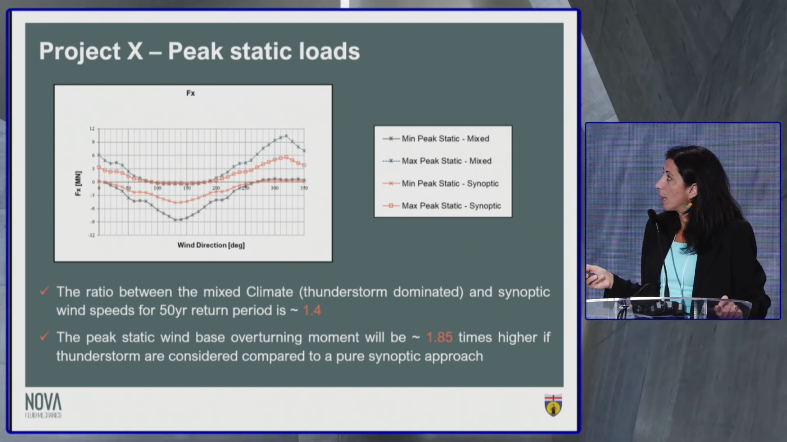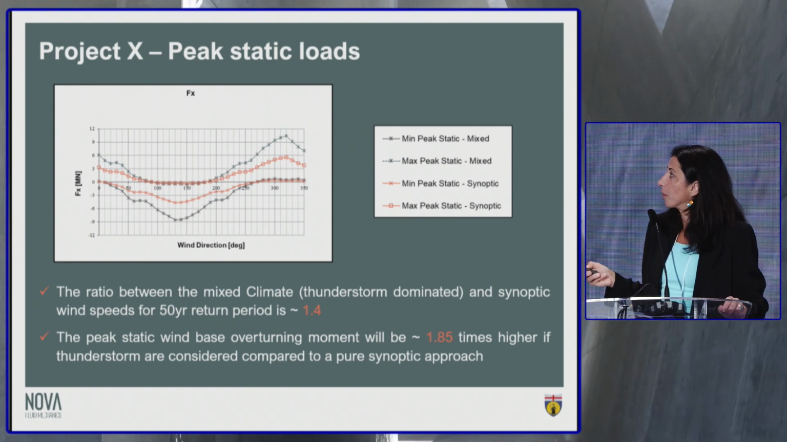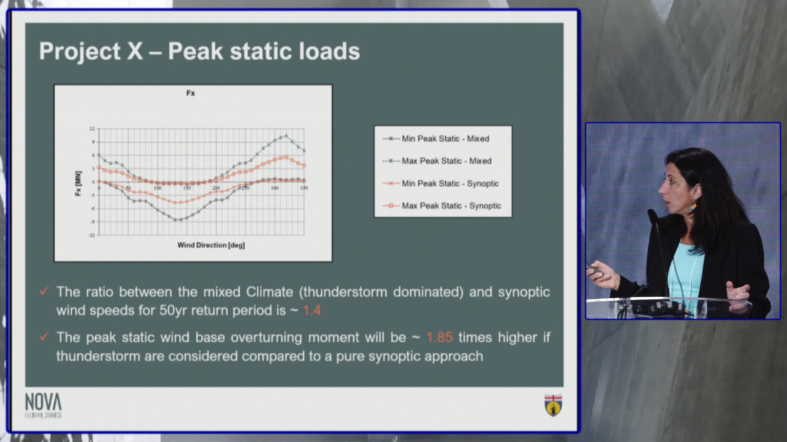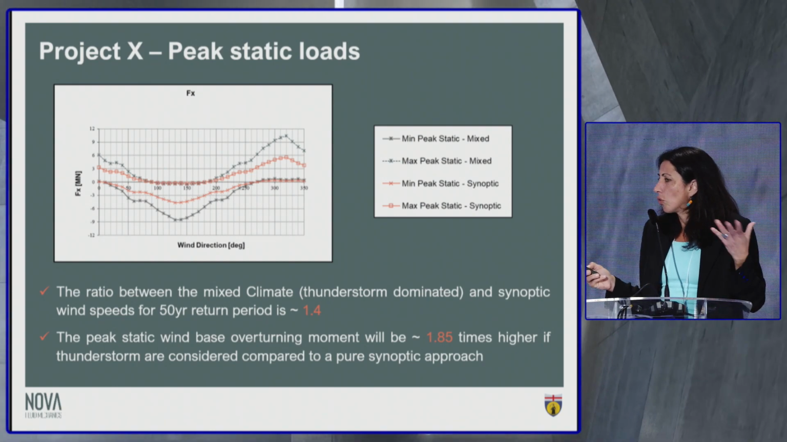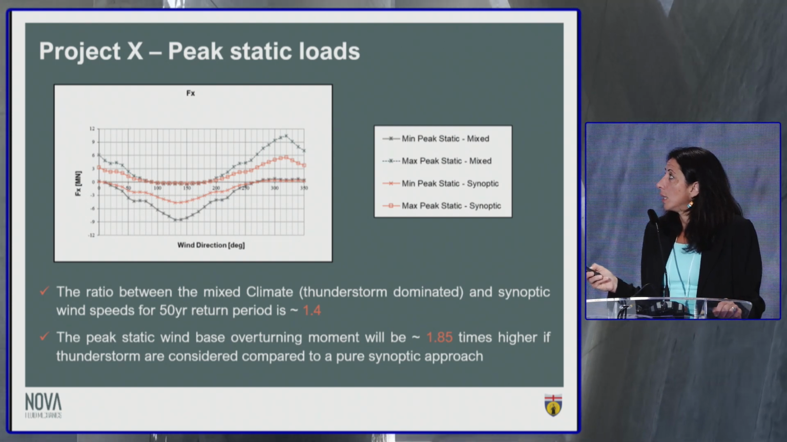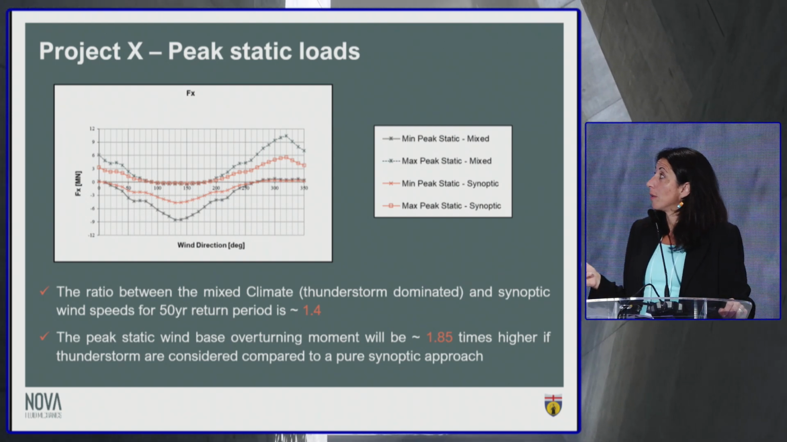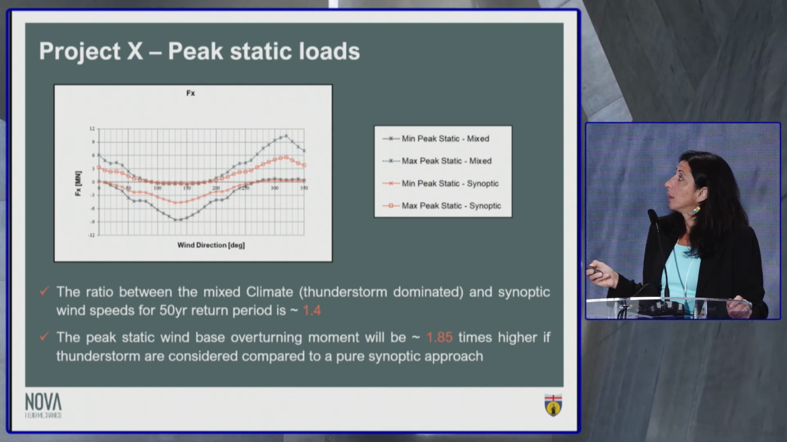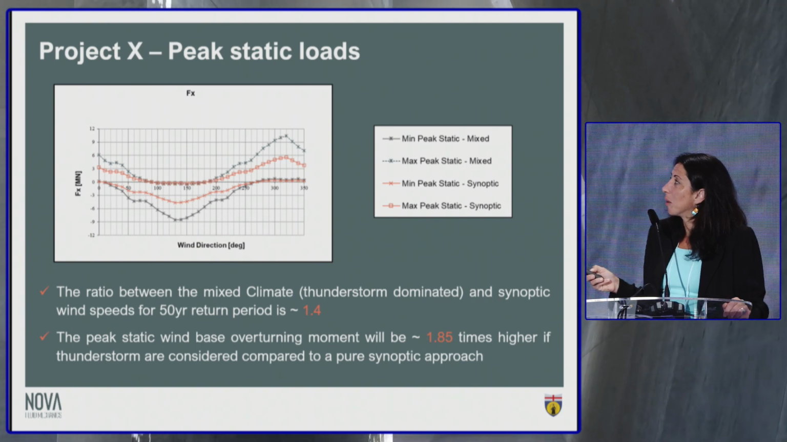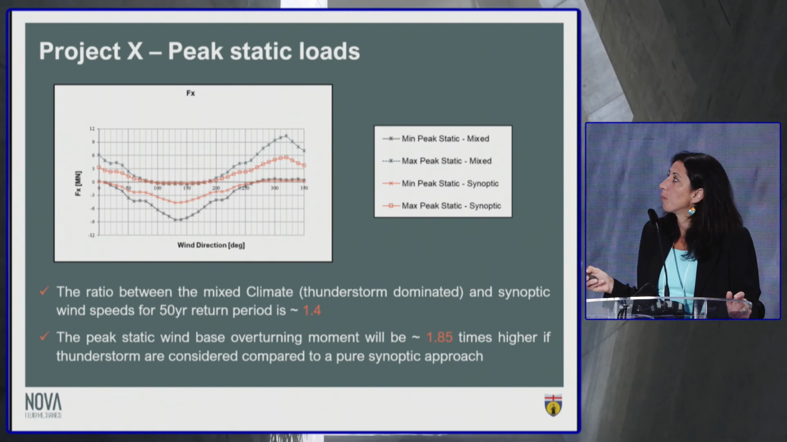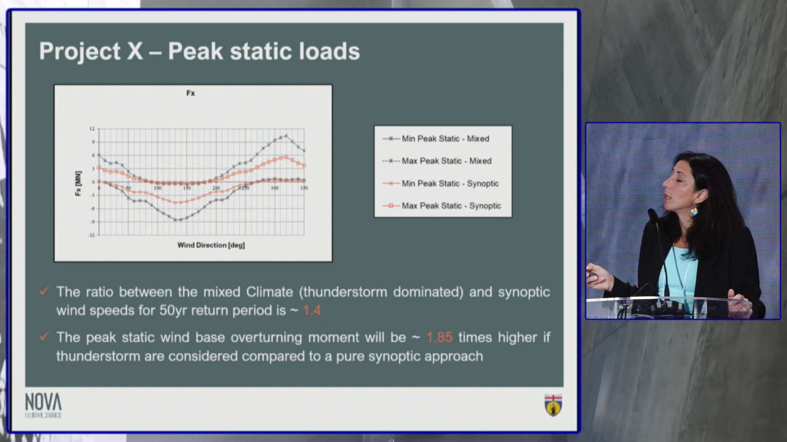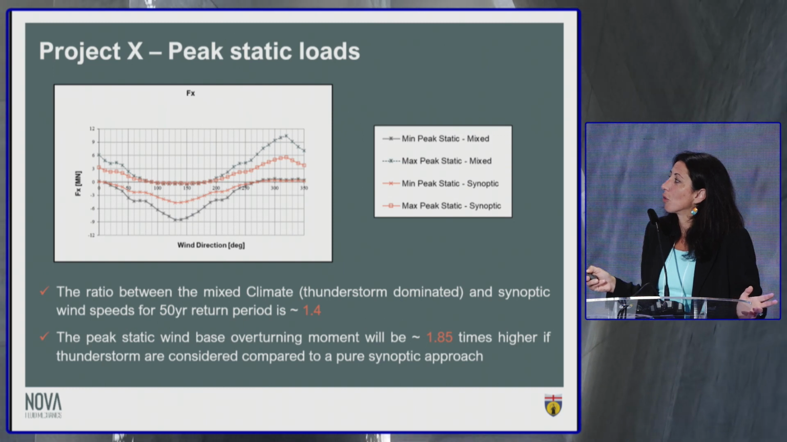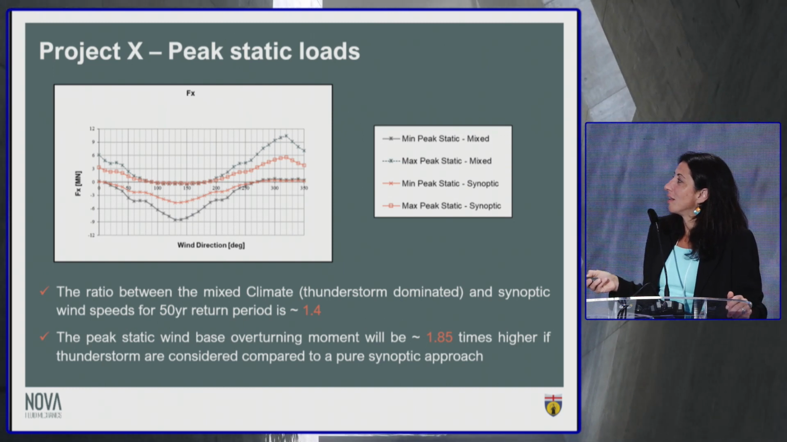This graph shows wind direction, and I've picked one of the forces. The black line shows the peak static, so the loading essentially due to turbulence. I'm ignoring the contribution of the stiffness or the flexibility of the building. For the mixed climate, the 45.6 meters per second is the design wind speed. Now, if we were able to ignore thunderstorms, we could be designing for this. And you can immediately see that it's almost half of the loads. The ratio is almost 2.